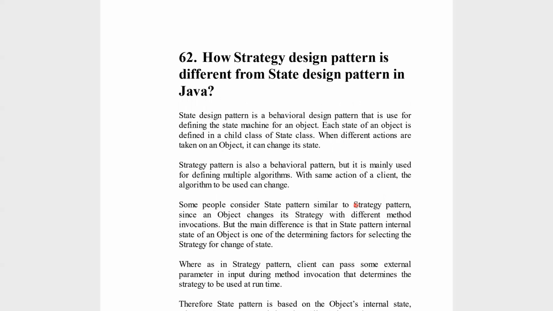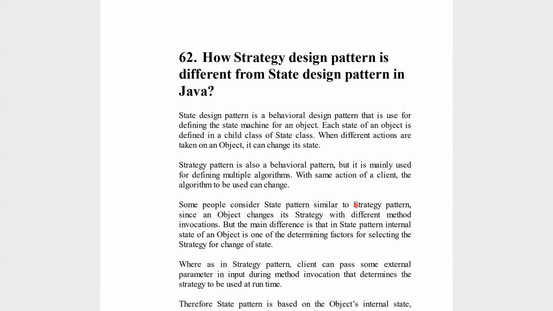Now we are talking about two things here: one is the strategy design pattern, and the second is the state design pattern. Strategy and state are both behavioral design patterns. But if you take a closer look at state and strategy, you can see that the state design pattern is used for defining the state machine for an object. Each state of an object is defined in a child class of the state class. When different actions are taken on an object, it changes its state. I'll come to a closer explanation in some time.